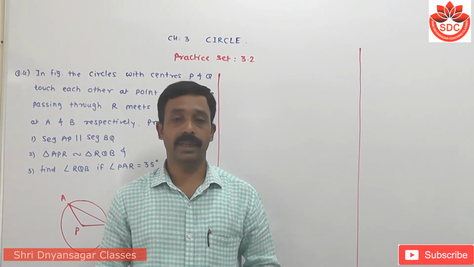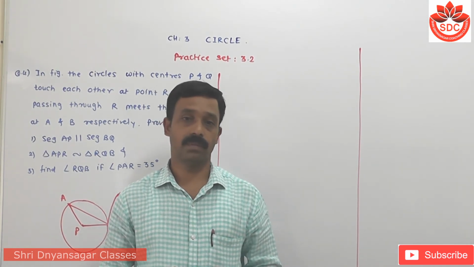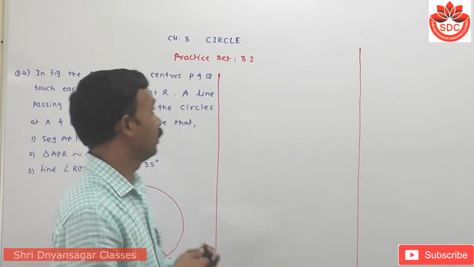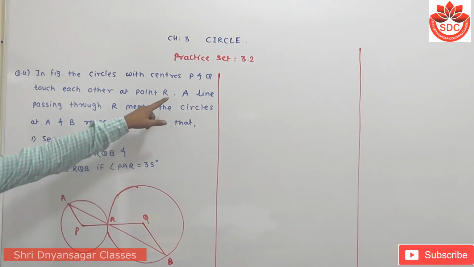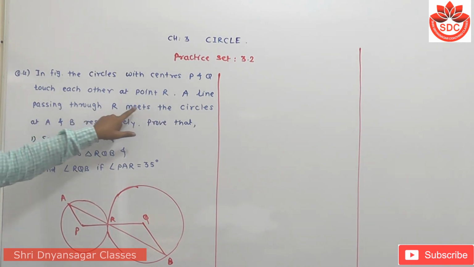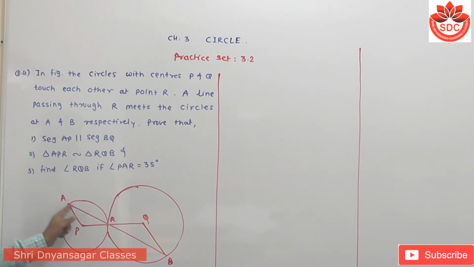Now student, question number 3 is for your homework. It is a simple one; you have to draw at home. Then question number 4, a very important question. In this figure, the circles with centers P and Q touch each other at point R. A line passing through R meets the circles at A and B respectively. Prove that segment AP is parallel to segment BQ, that triangle APR is similar to triangle RQB, and find angle RQB if angle PAR is equal to 35 degrees.